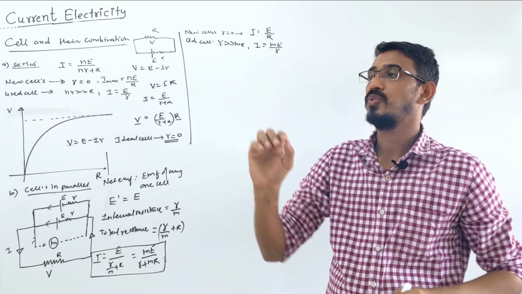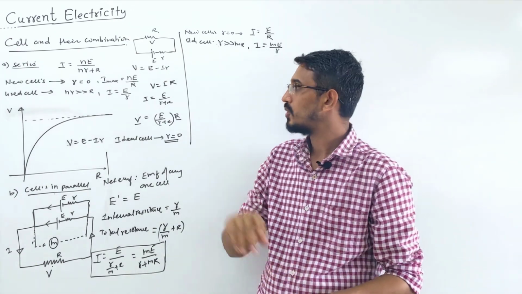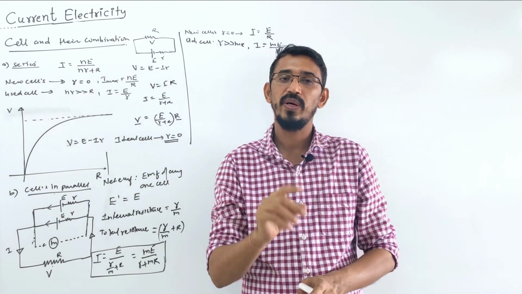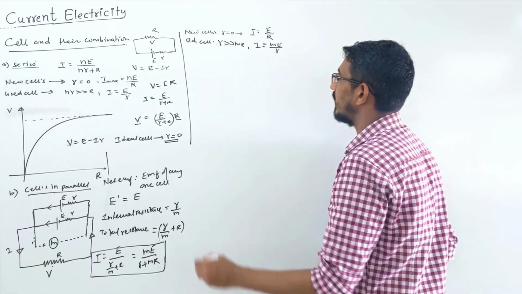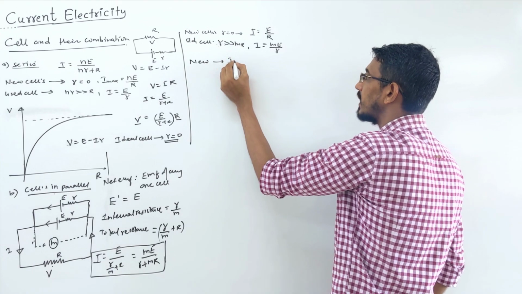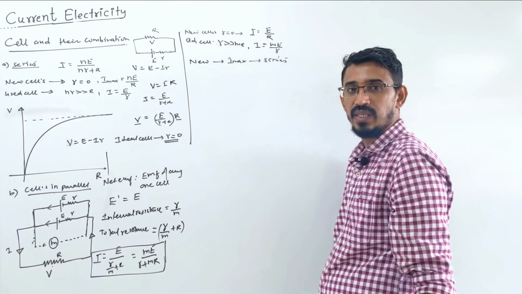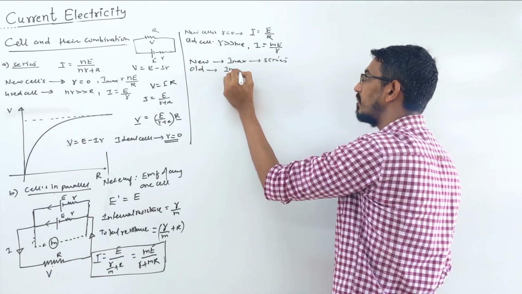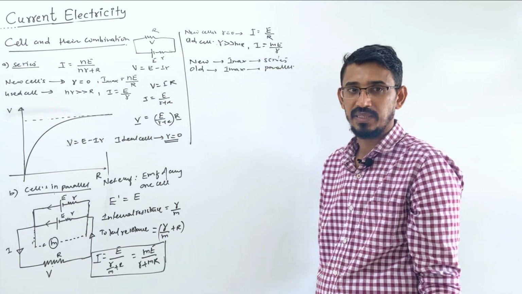So understand: suppose you have new cells and you want to get maximum current, you should connect them in series. Or if you have old cells and you want to get maximum current, then you should connect them in parallel. So remember this trick: new cells and you want I maximum, connect them in series to get maximum current. Old cells and you want I maximum, then connect them in parallel. You will get your maximum current.